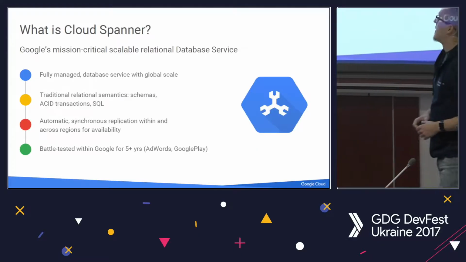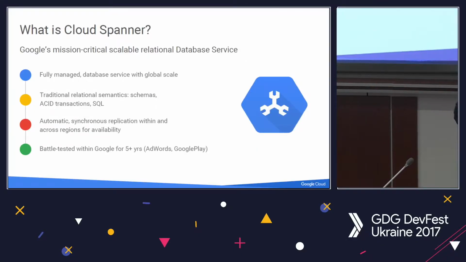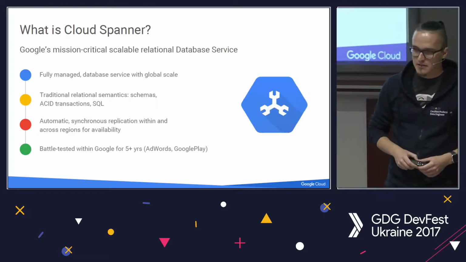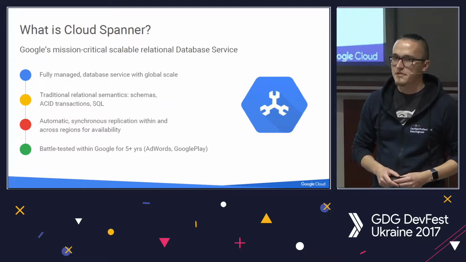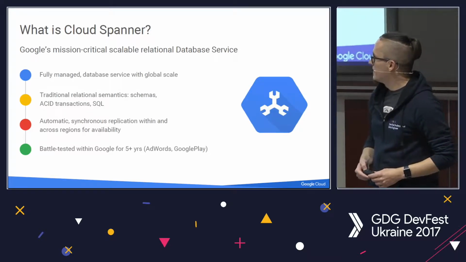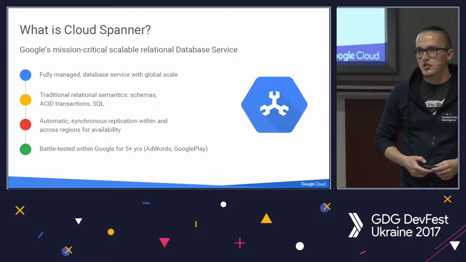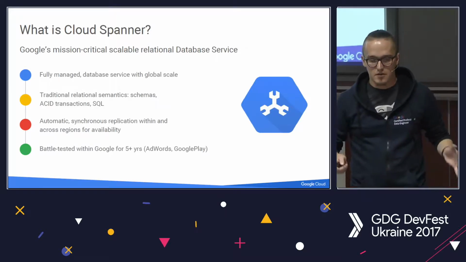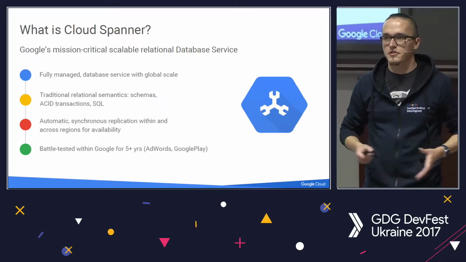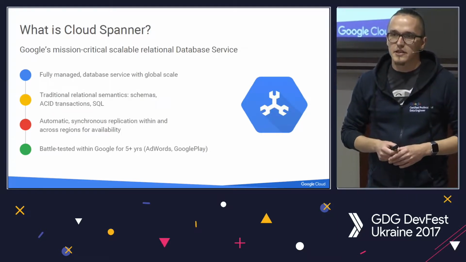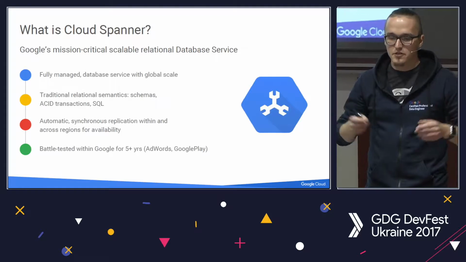Okay, so what is Cloud Spanner? Cloud Spanner is a fully managed database as a service on top of Google Cloud. It provides you with horizontal scale. It provides you with actual strong consistency while still keeping the relational semantics and keeping the transactions. It does automatic synchronous replication across multiple regions or across multiple availability zones. So in terms of regions, right now the Cloud Spanner offered in Google Cloud does replication only across multiple availability zones in one region.